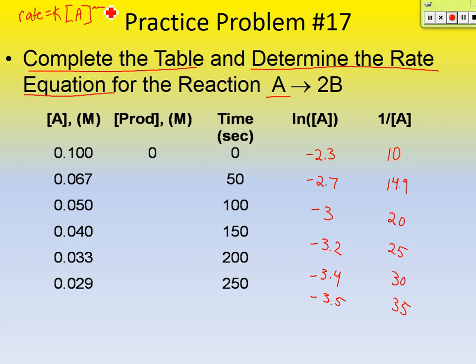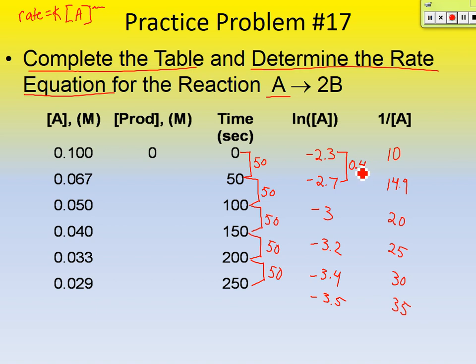Notice your time values. What are they increasing by here? Is it 50 seconds every time? It is. So if you're going to make a plot or a graph, that's 50 seconds every time interval. Now we're looking for the one that forms a straight line. Let's look at the differences between this interval. How much difference is there?